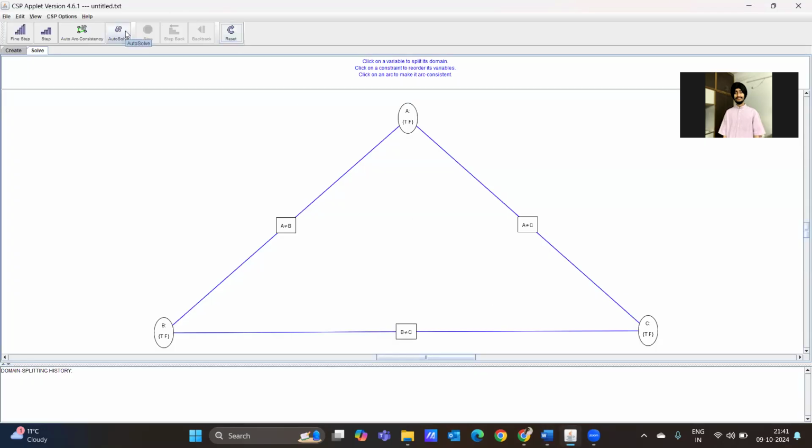Let's start. There are three variables A, B, C. All three of them have the two values T and F, and the constraints are A is not equal to B, B is not equal to C, and A is not equal to C. First, it takes both the values T and F. For one value it is satisfied, but for the value T, it doesn't. So basically, we are unable to find any solution.